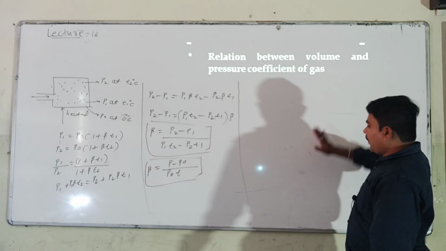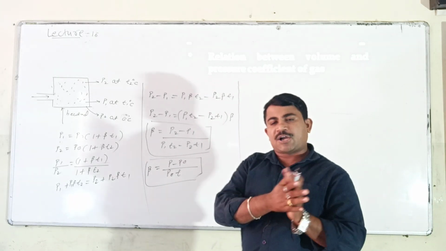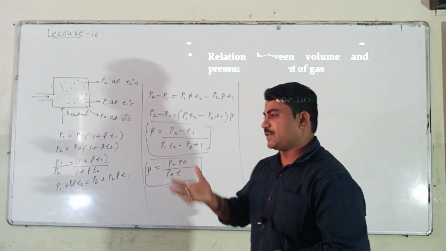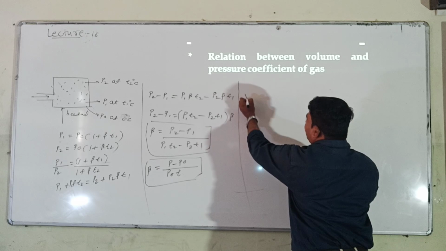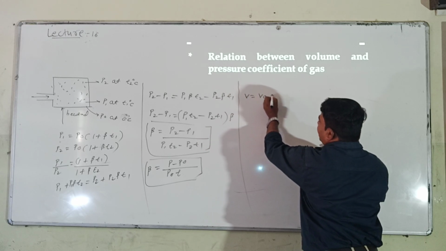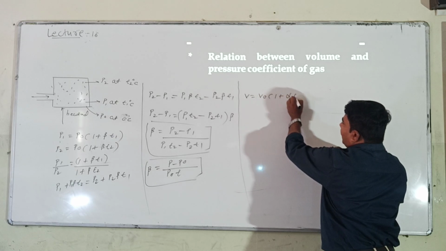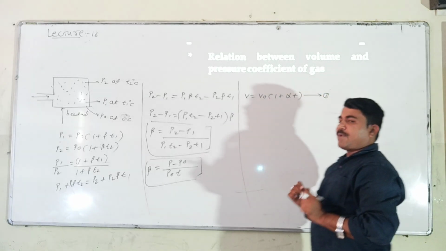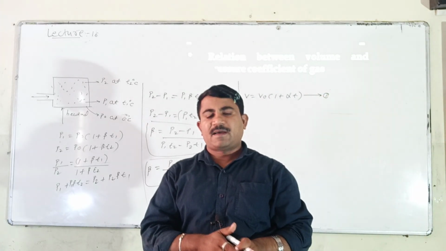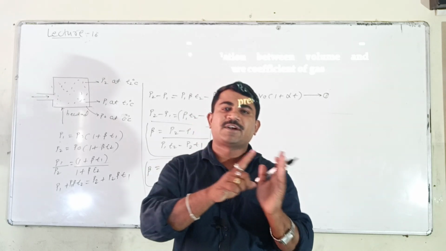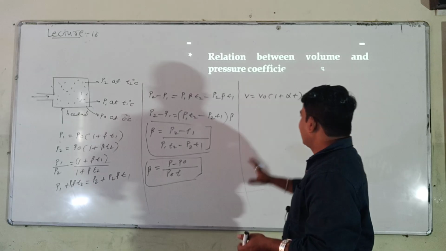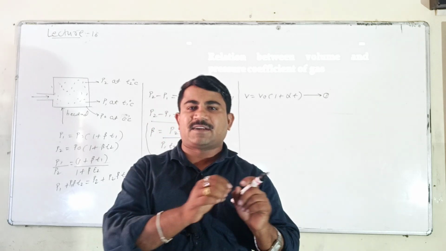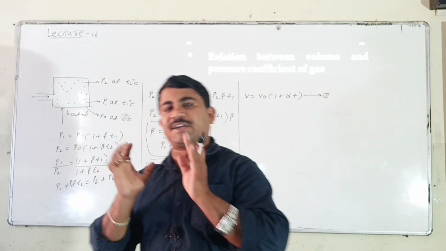Look at me, students. We know that when the gas is heated under constant pressure at 0 degree Celsius and at T degree Celsius temperature, the volume expansion V is equal to V naught into bracket 1 plus alpha into T. Call this equation number 1. This is the volume coefficient of the gas at 0 degree Celsius and T degree Celsius.